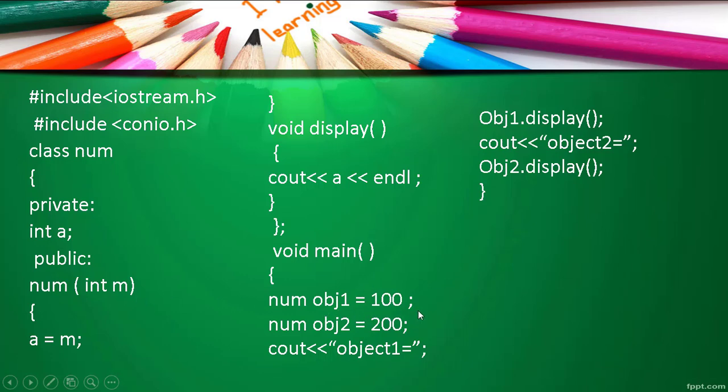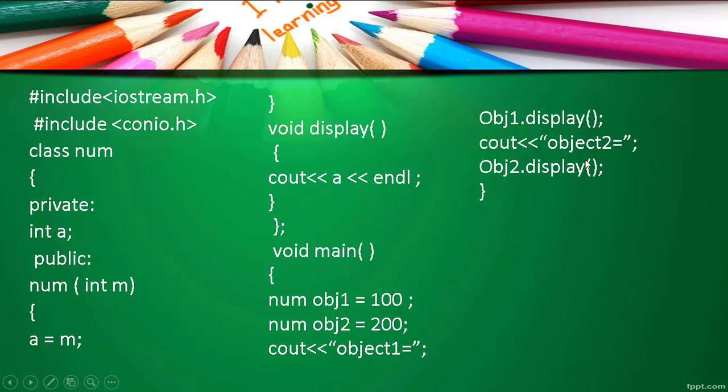So here there is only one argument and the constructor will also have one argument. When the object is created, the parameterized constructor gets invoked. This value will be assigned to M, and 100 will be assigned to A. So the value of A is 100, and it will display 100. In the same way, when object 2 is created, 200 will be copied to M and then assigned to A.